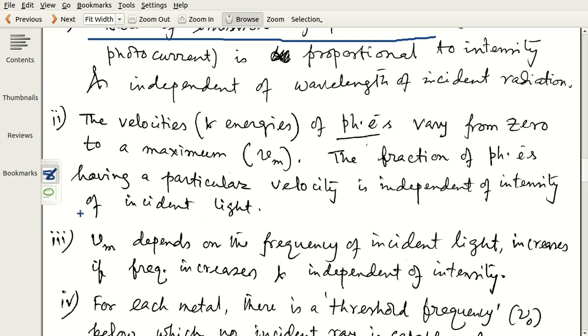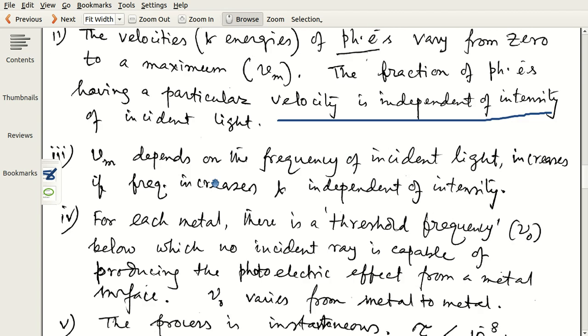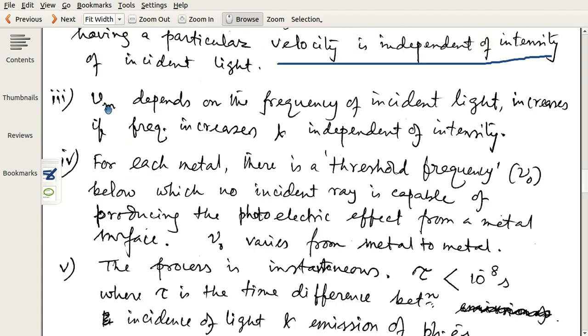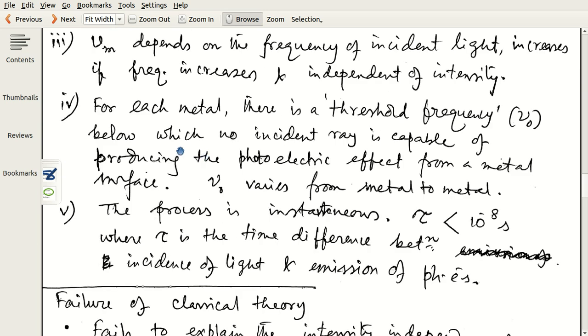The fraction of photoelectrons having a particular velocity is independent of intensity. You cannot increase the velocity of a photoelectron by putting more amount of energy on the plate. And the maximum velocity depends on frequency of incident light, and it increases if frequency increases, definitely independent of intensity. For each metal there is a threshold frequency. I have written it as nu 0.